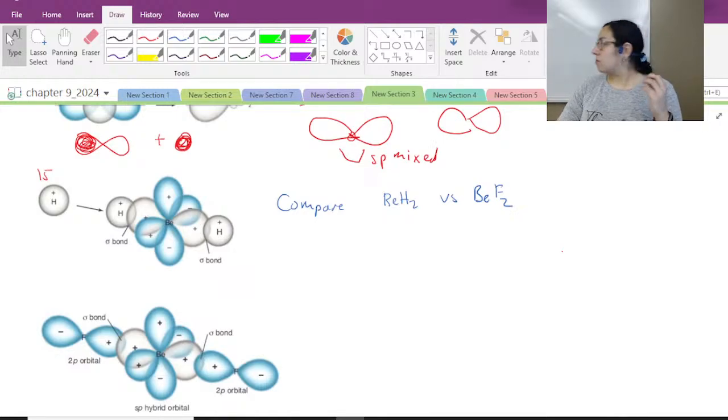So those three that come out, those are all sp hybridized orbitals, except the gray. Only the gray is sp, and the regular blue ones are the regular.